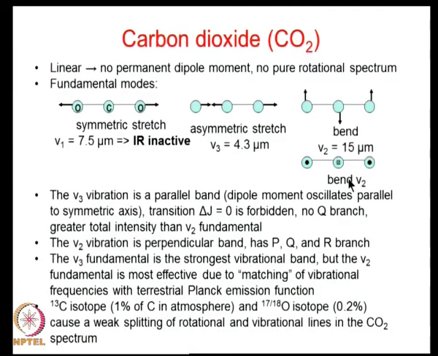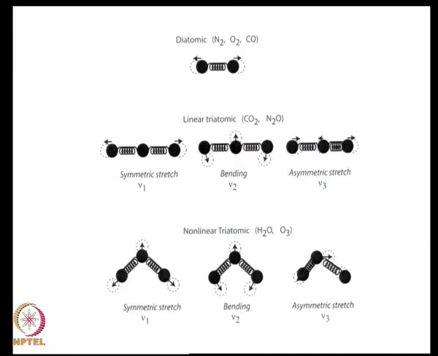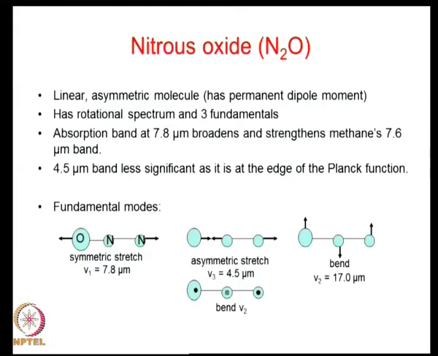Carbon dioxide, we saw it already, so just a recapitulation: 7.5 micron, 4.3 micron and 15 micron bands. Water vapor, we saw it already, same 2.7, 6.25 and 2.66. The same information is provided in a slightly more pictorial way. So, the symmetric stretching and bending are shown here, and we will show it in a more animated way a little later.